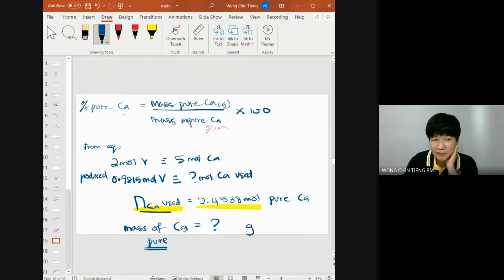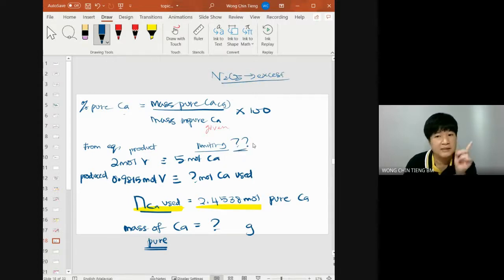Alright, yang ni adalah produk. Kita dah tahu yang ni adalah limiting. Sekarang kita tak guna limiting sebab saya tak ada limiting berapa. Kita tak tahu limiting adalah berapa. Cuma kita tahu dia adalah limiting sebab vanadium oxide yang kita cari tadi excess. So kalau vanadium oxide excess, Ca mesti limiting. Cuma limiting berapa kita tak tahu. Tapi saya tahu produk saya banyak mana. Dan yang paling penting, kita tahu produk kita dihasilkan oleh limiting.